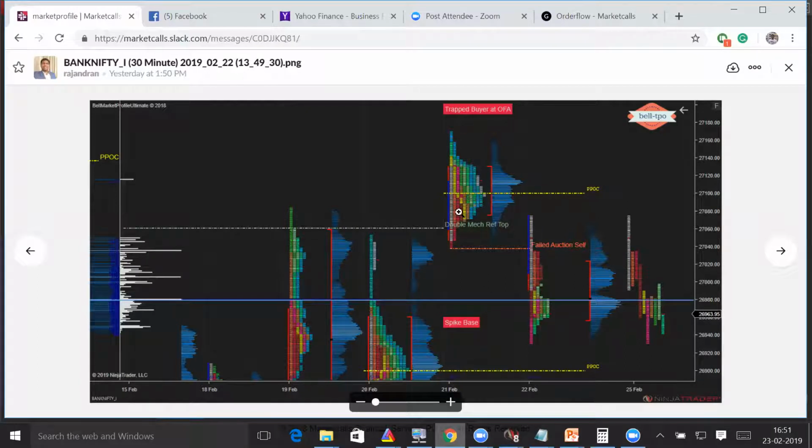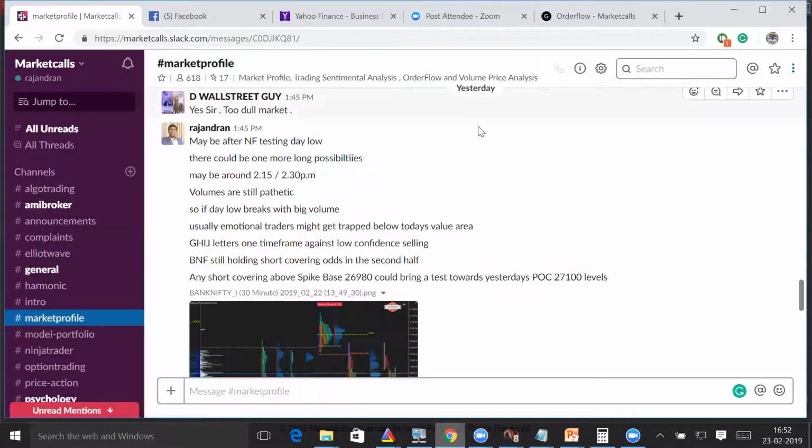On 21st, there is one trapped buyer. And probably some 8 days back, there was one more trapped buyer at 27,300 levels. So we used to keep track of all those levels. So now I think Bank Nifty is looking good for longs, and immediately Nifty is looking better. So let's see how things go on Monday.